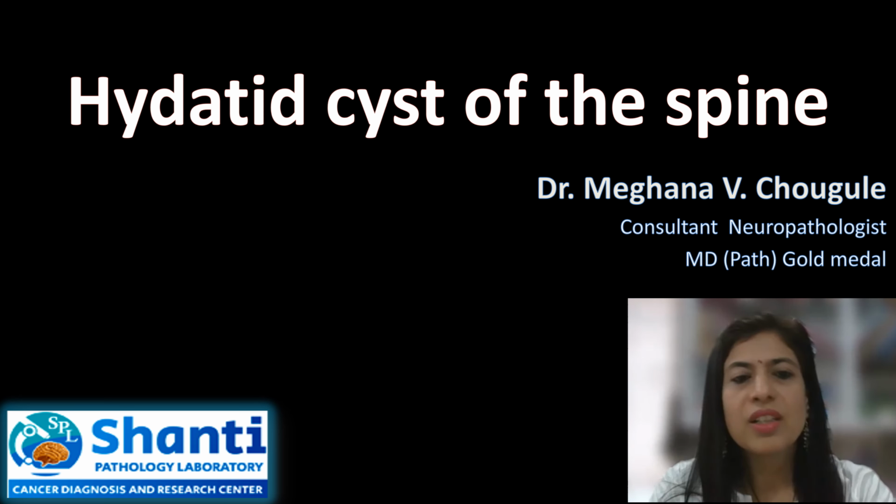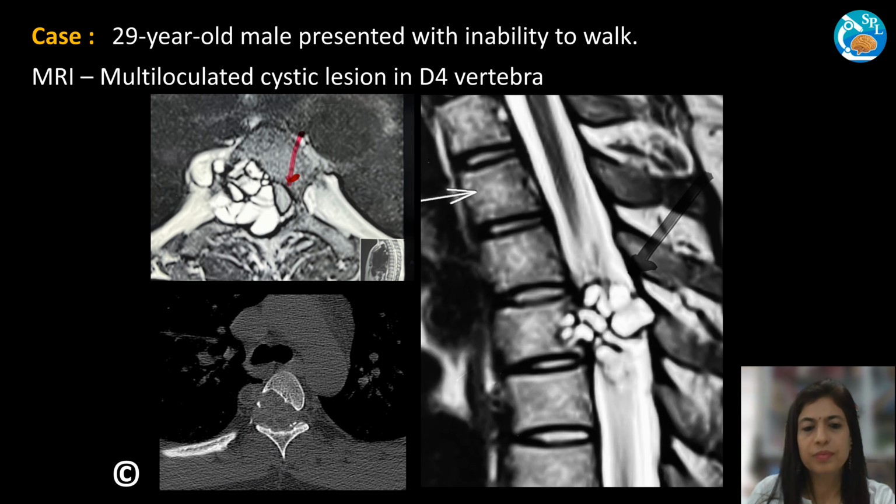Hello everyone. Today we'll be discussing hydatid cyst of the spine. So this is a 29-year-old man who presented with inability to walk. MRI revealed a multiloculated cystic lesion in the D4 vertebra.